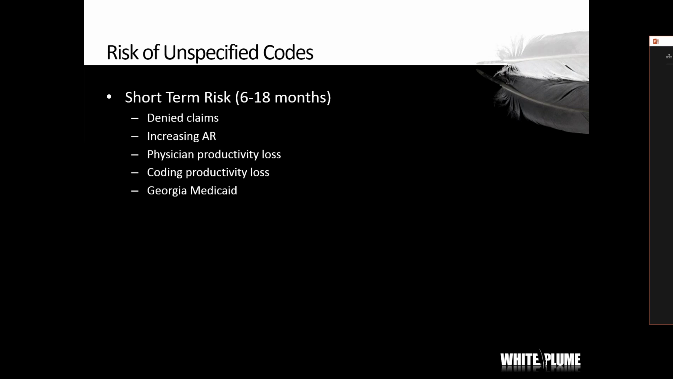Our risks of unspecified codes in the short term are denied claims and an increased AR, because if it's denied, you've got to research and refile, that type of thing. And if you're having to ask your physicians for more specific information, it could mean loss of productivity for them, and certainly loss of productivity for our coders. One thing to let you know about that October 1st deadline looming this year: we're hearing anecdotally that some carriers are already saying that's not specific enough, we deny. And Georgia Medicaid is one of those carriers that has come out and said that's what they're doing.